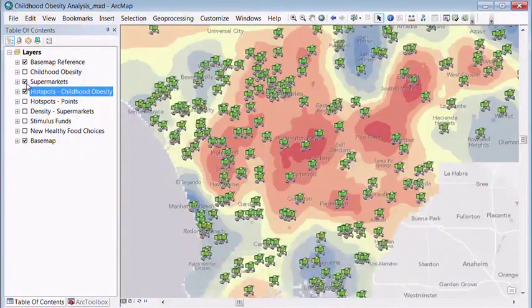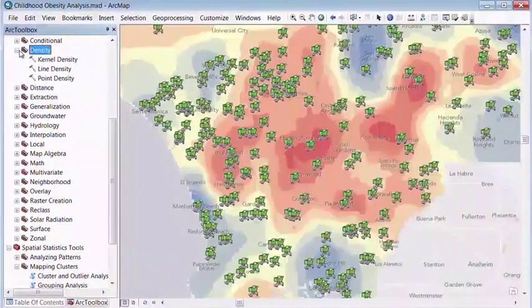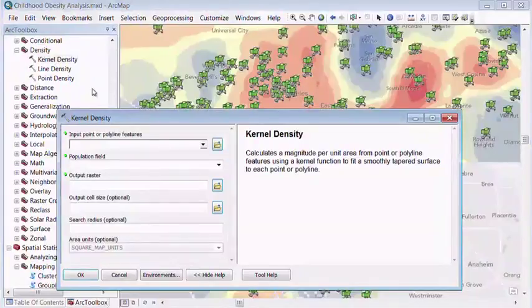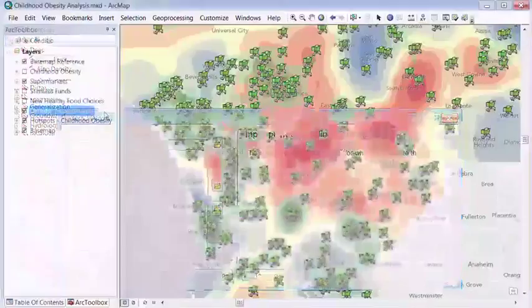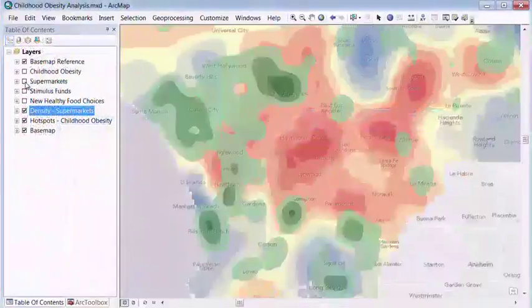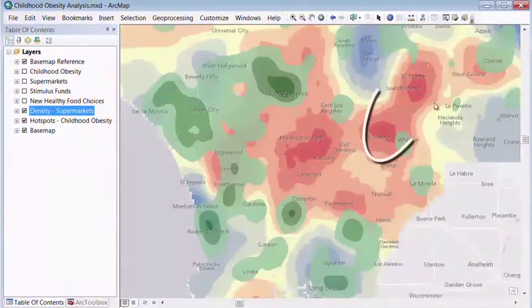Let's look at the places to get healthy foods like fresh fruits and vegetables. We have the supermarkets data here. Looks like supermarkets are pretty much everywhere. However, to better understand the distribution of supermarket locations, let's use another tool to create a density surface, which will show us where we have higher and lower concentrations of supermarkets in the area.